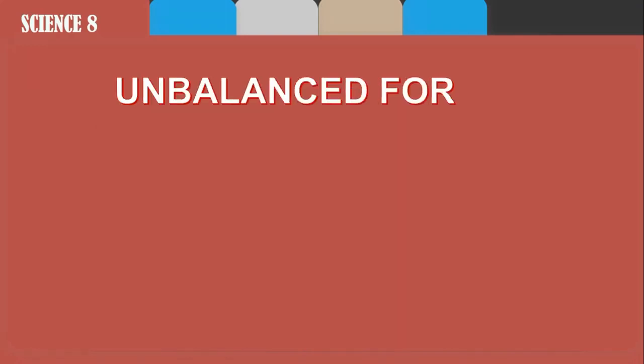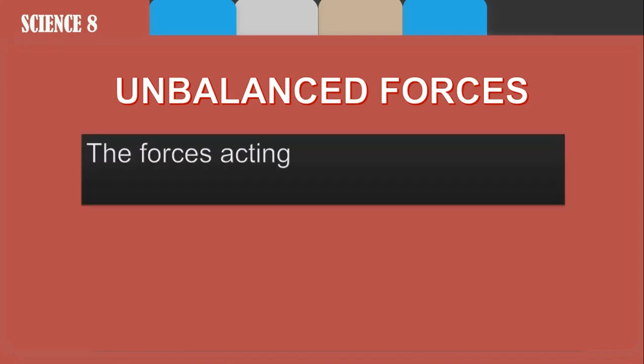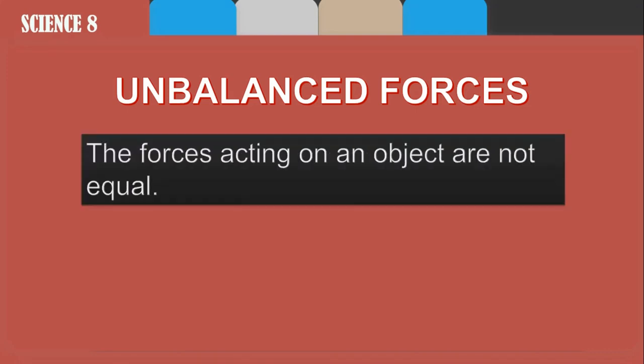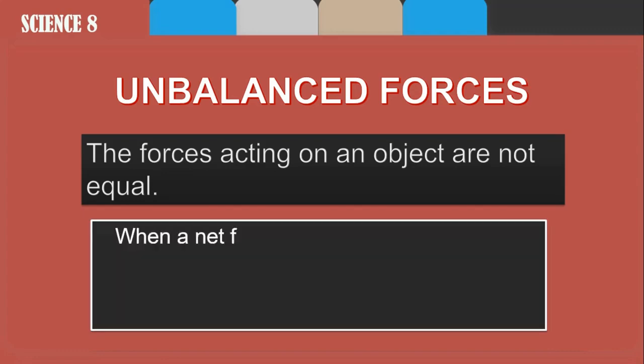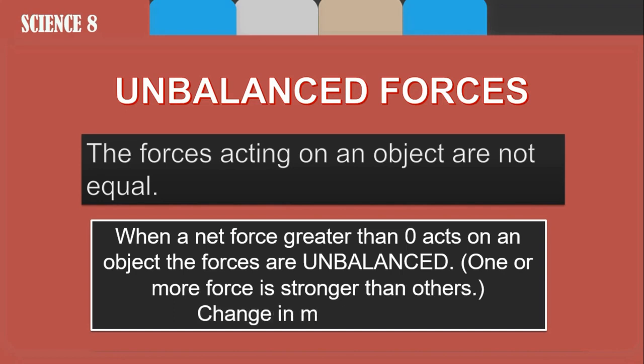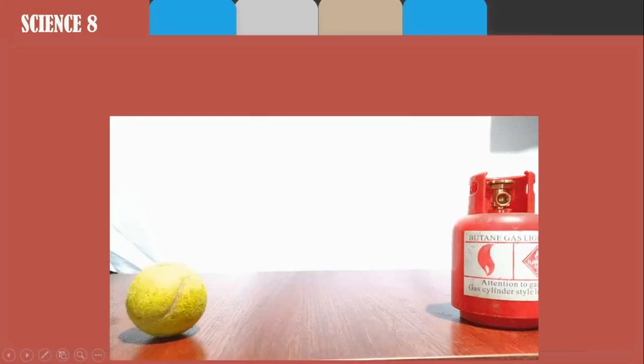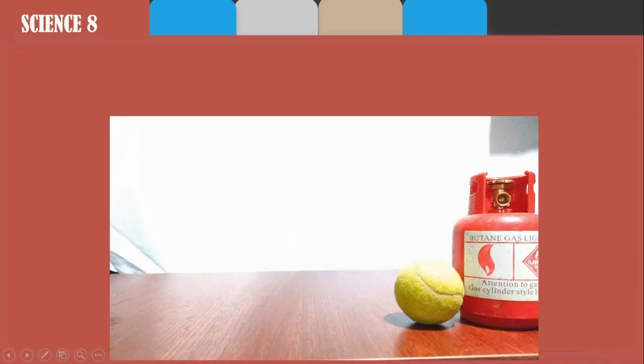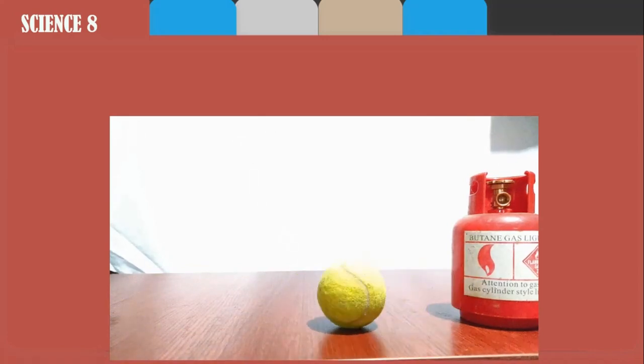Now, let us proceed to the second type of force, which is the unbalanced forces. In unbalanced forces, the forces acting on an object are not equal. When a net force greater than zero acts on an object, the forces are unbalanced. It means one or more forces are stronger than others. Thus, change in motion occurs. Unbalanced forces can cause an object to start moving, stop moving, and change in direction or speed.